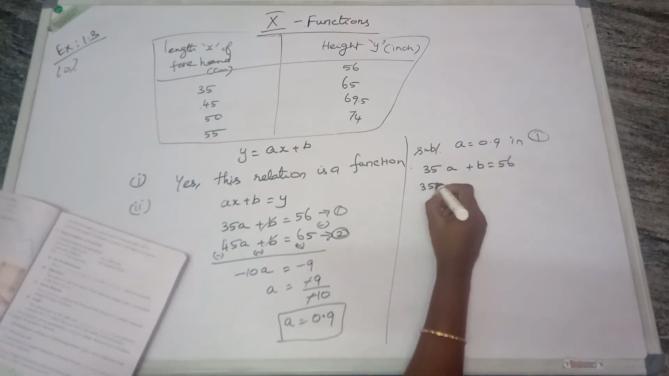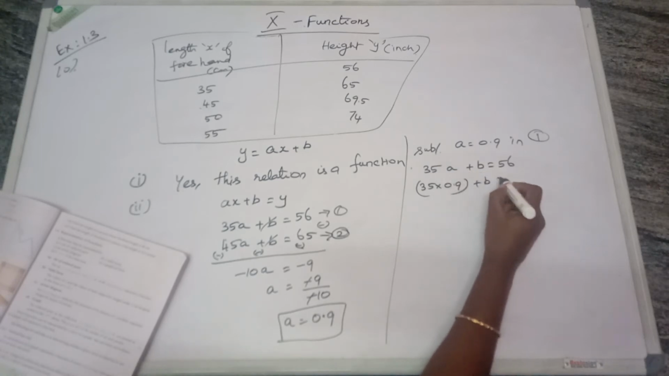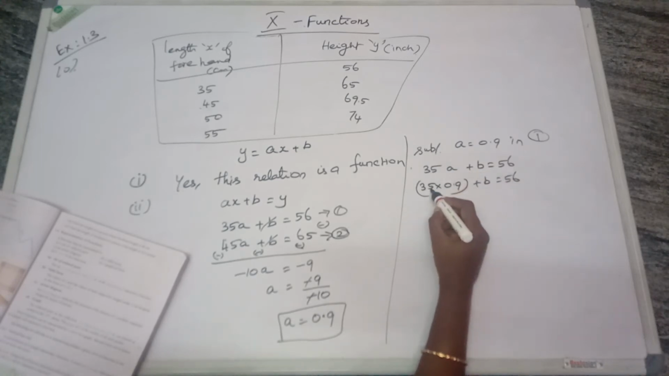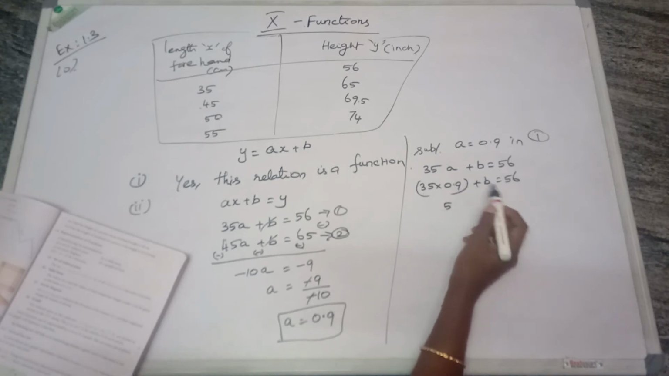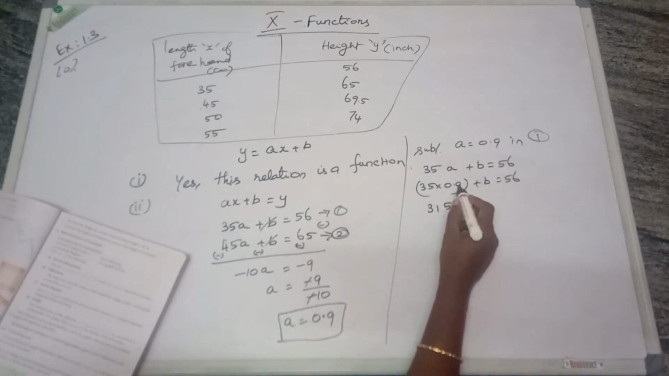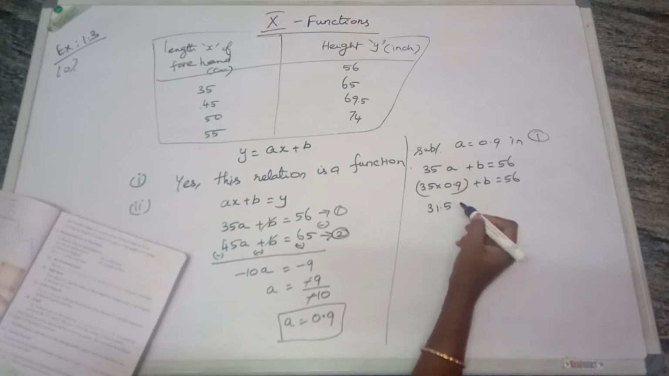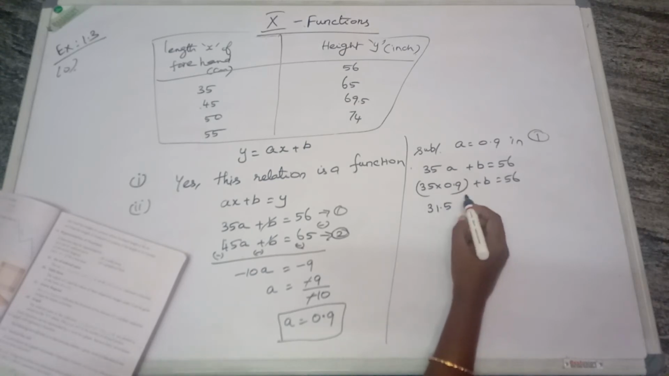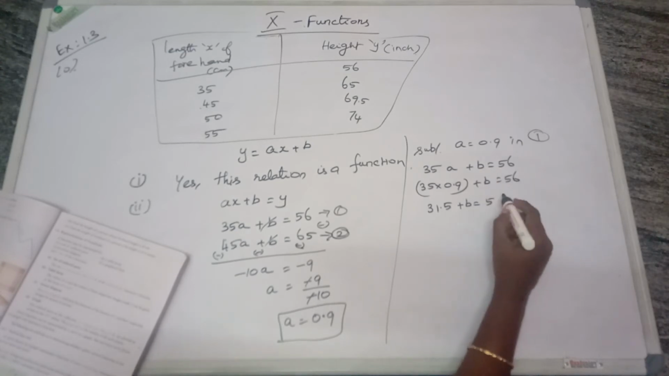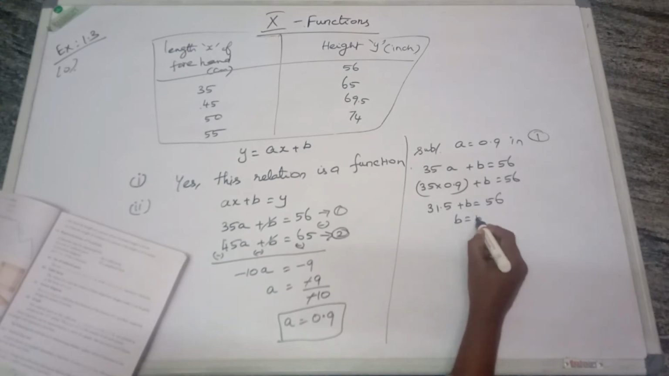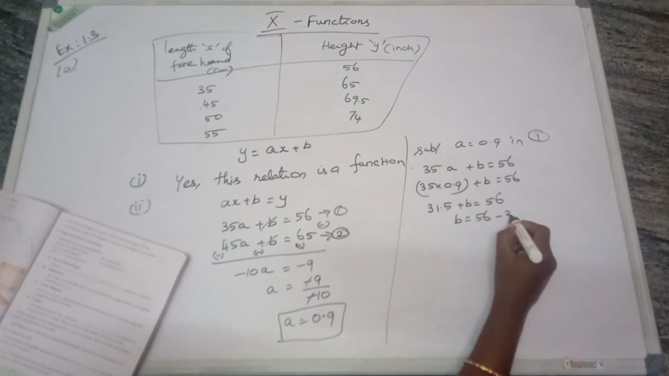So 35 into 0.9, in the place of a you have to substitute, plus b equal to 56. So see here, 9 5s are 45, balance 4; 9 3s are 27, 27 and 4 is 31. So you have to put a point after one digit, then here plus b equal to 56. So now what is b? b equal to 56, you have to transpose to the other side, 31.5.